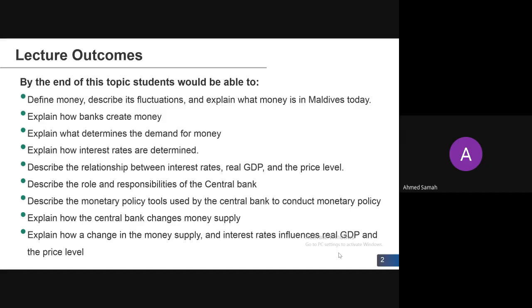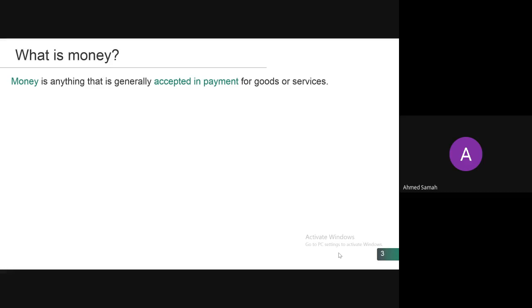So first of all, what is money? In economics, money is anything that is generally accepted in payments for goods and services. If it is generally accepted by the general public and institutions as a form of payment for goods and services, then we will consider it as money. In addition to this, there are three other functions of money.